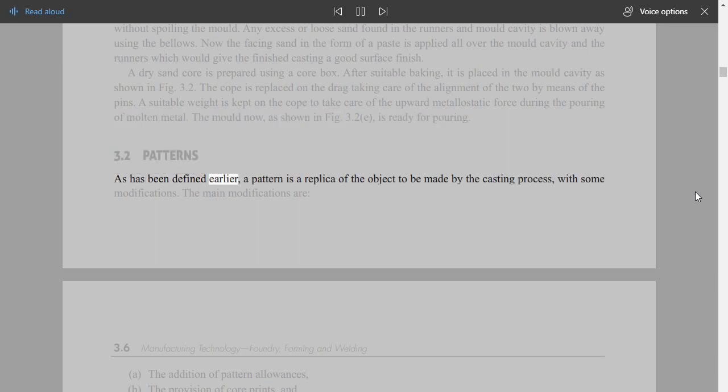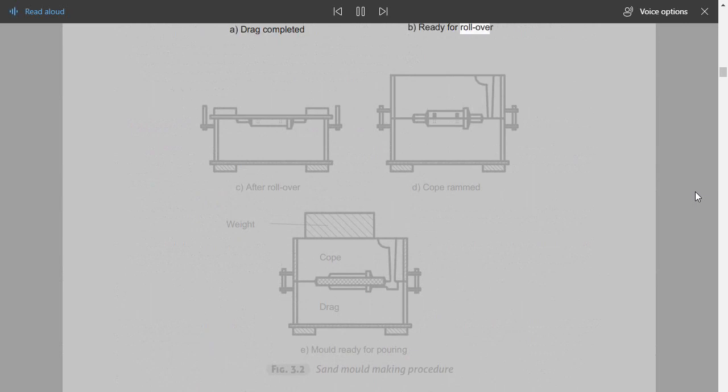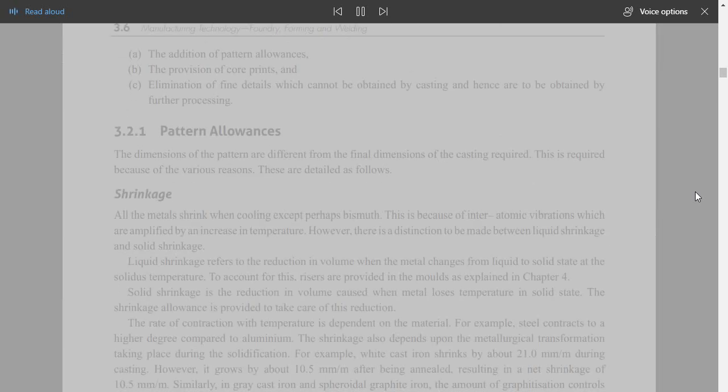3.2 Patterns. As has been defined earlier, a pattern is a replica of the object to be made by the casting process, with some modifications. The main modifications are: A. The addition of pattern allowances. B. The provision of core prints. And C. Elimination of fine details which cannot be obtained by casting and hence are to be obtained by further processing. 3.2.1 Pattern allowances. The dimensions of the pattern are different from the final dimensions of the casting required.